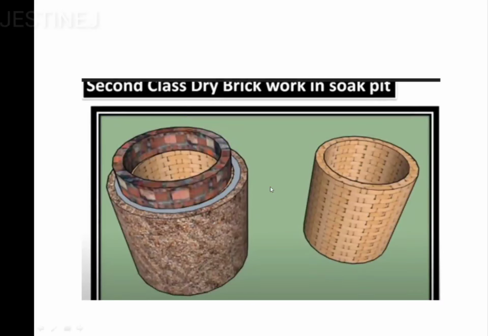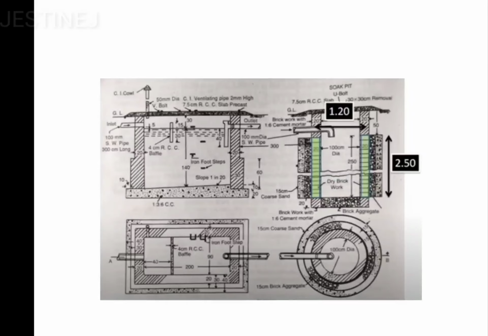Now moving on to the next case, that is the second class dry brickwork in sock pit, that is the inside portion. That is the inside cylinder, the first cylinder you have to consider. So here also the center line length you have to calculate. Then the same procedure again we are going to calculate.